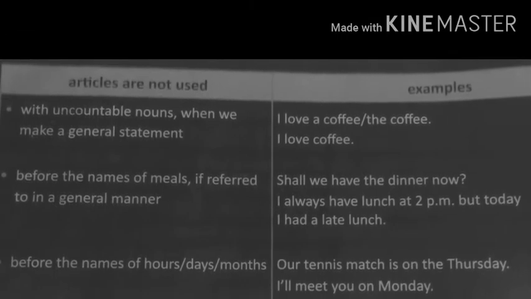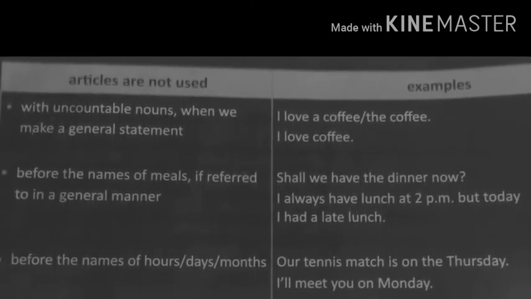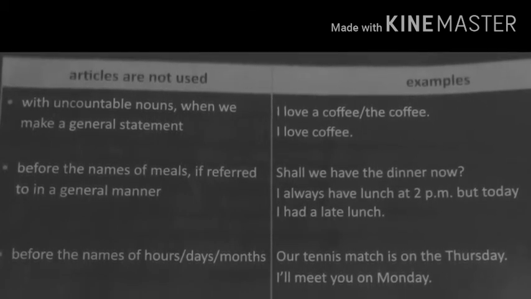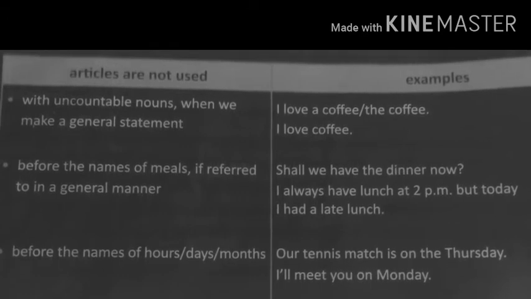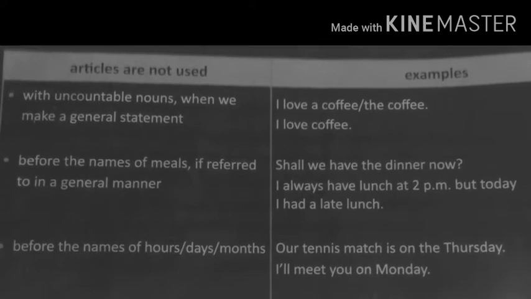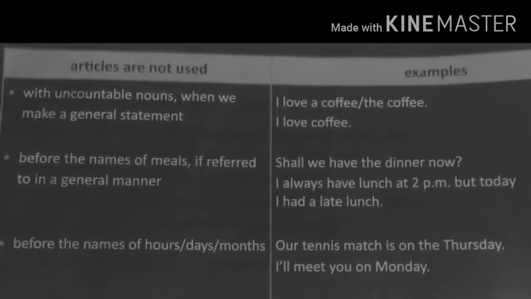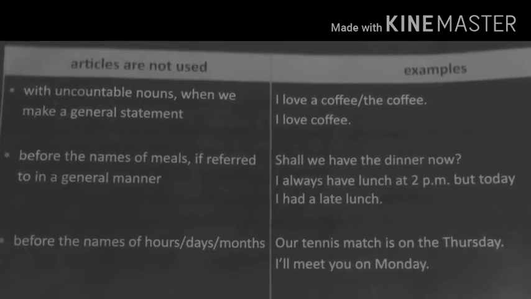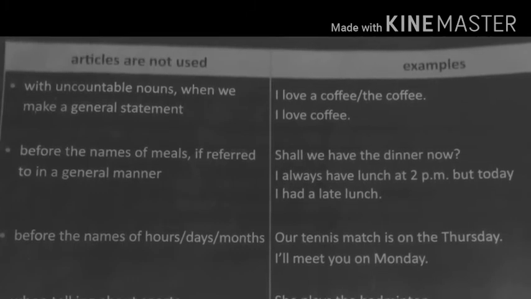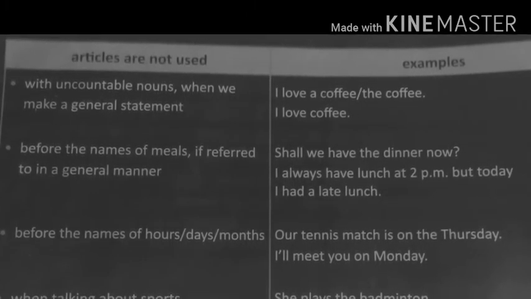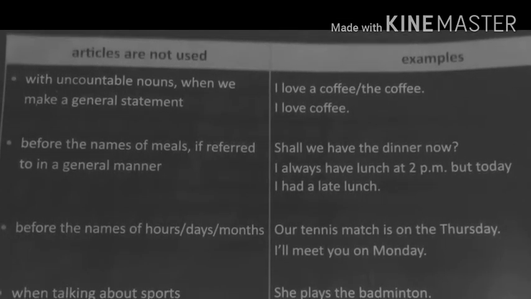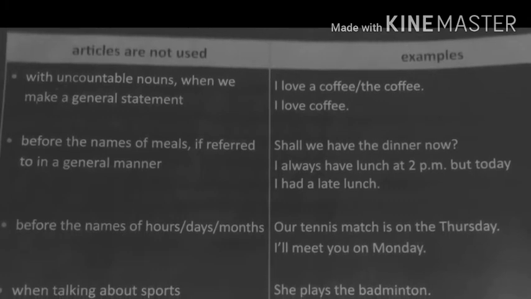Now, articles are not used in certain places. So let us know with some sentences where articles are not needed, which are correct and which are wrong, where we usually use it in a wrong way, and which is the correct way of saying. First one, with uncountable nouns, when we make a general statement, we do not need to use any article. I love a coffee or I love the coffee. That is incorrect. We must say I love coffee.